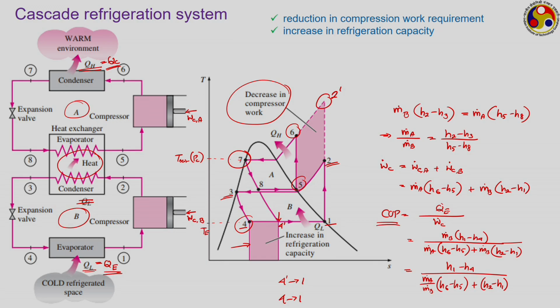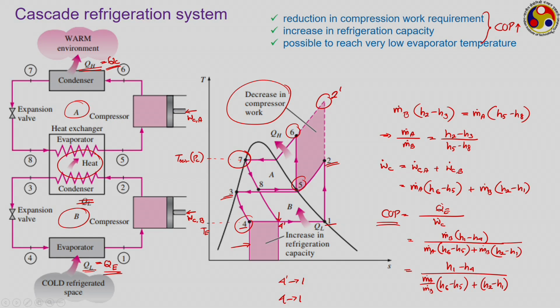Therefore, when we are going for a very large difference between the evaporation and condensation temperatures, the use of a cascade refrigeration system gives us an advantage in twofold. It reduces the compression work requirement and also increases the refrigeration capacity, and therefore this whole thing gives an increase in the overall COP of the cascaded system compared to the equivalent single stage system.